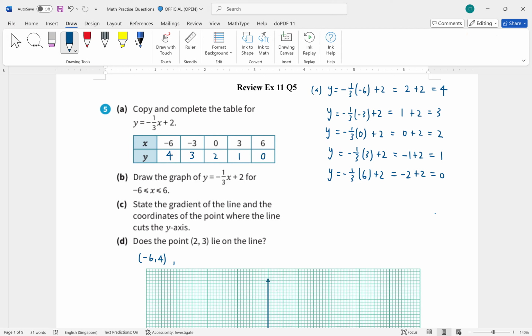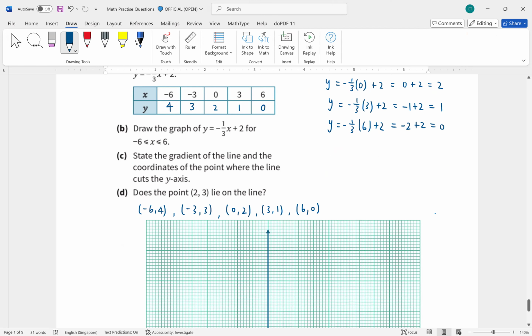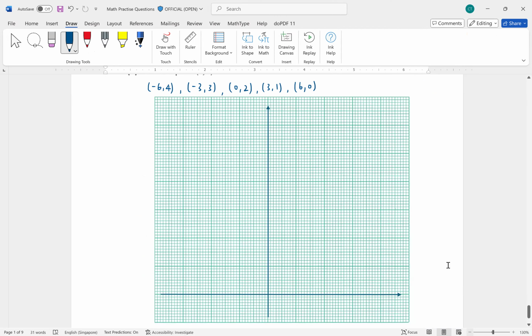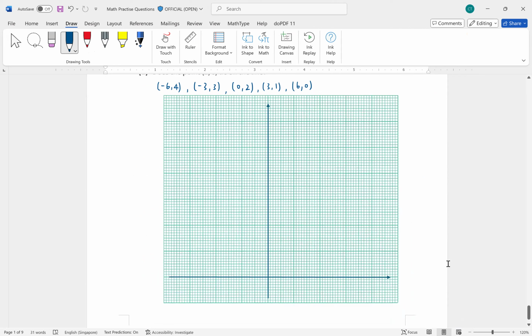So we are going to plot all these points: negative 3, 3. Remember, the x first, then the y. 0, 2. 3, 1, and then finally 6, 0. Let's plot all these points. For this particular question, they didn't label the axis for us, so we can label it ourselves.